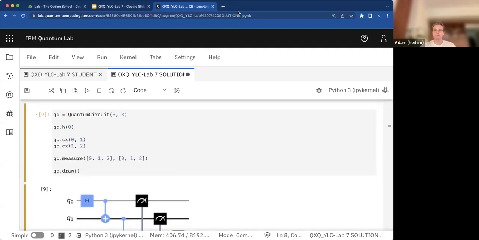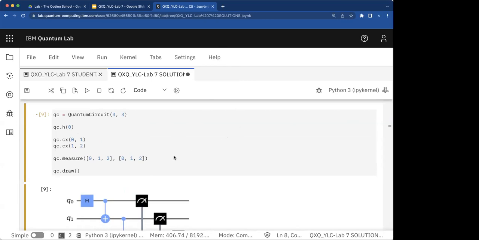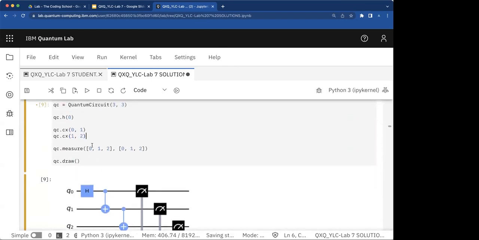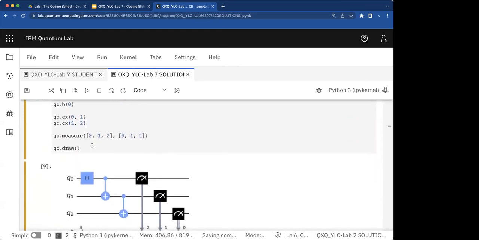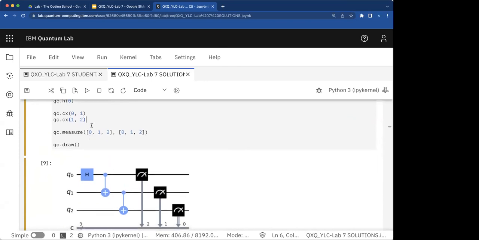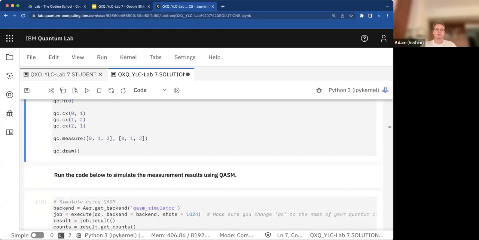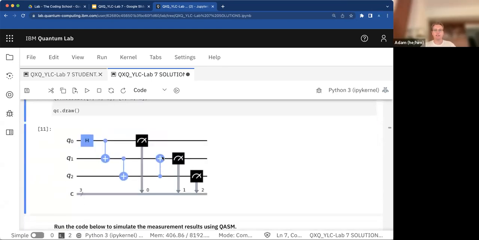Yes, sir. Can the control qubit be the second while the target qubit becomes the first, like QC.CX, then 2,1? Ooh, yeah, that's great. Let's take a look. Yeah, indeed you can. There's no specific order to this.